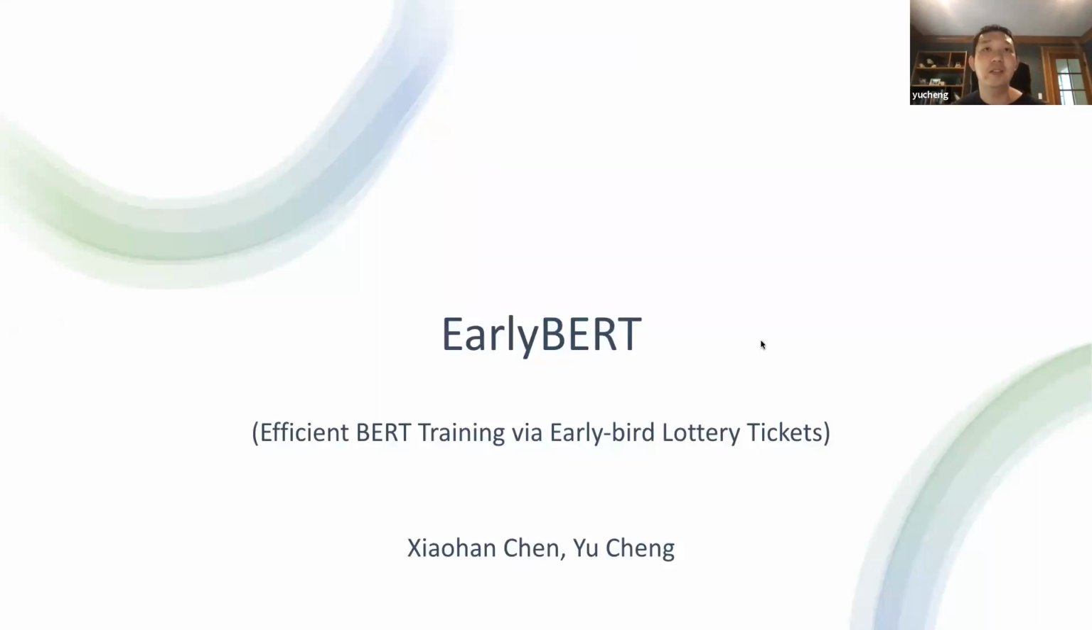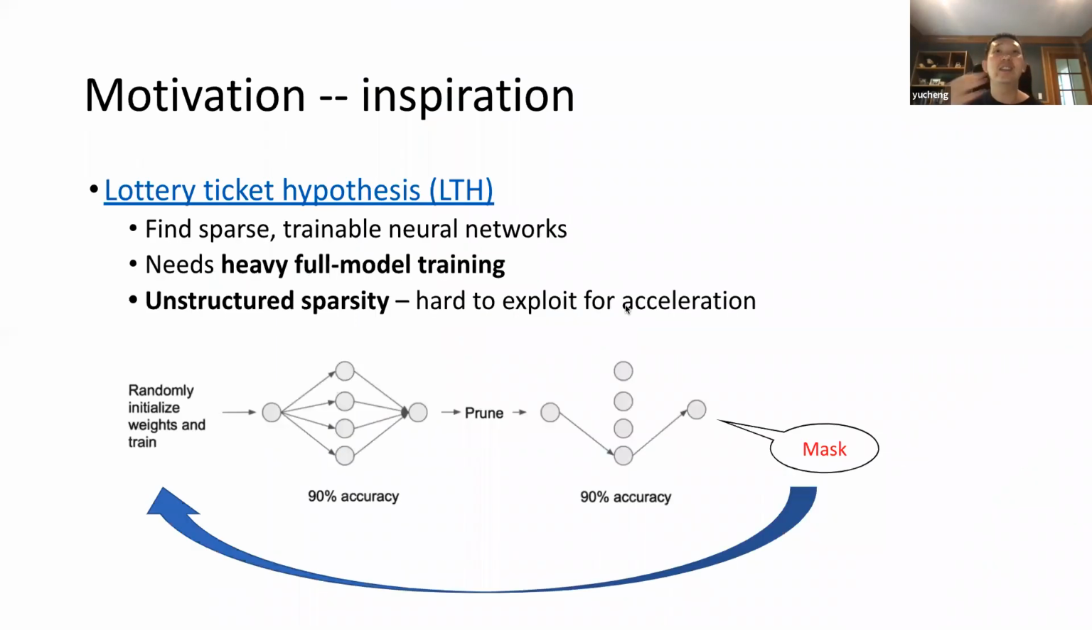So the next one is called Early Bird: Harnessing BERT training for early BERT lottery tickets. The motivation, or inspiration, comes from the lottery ticket hypothesis, which says you can find an unstructured sparse network given any network, from a theory.